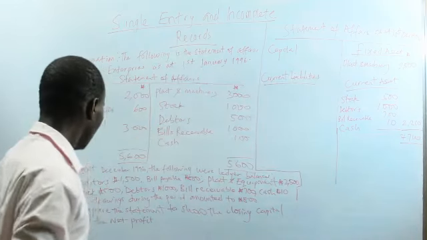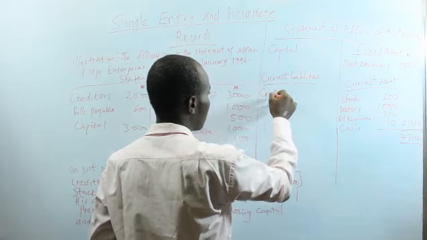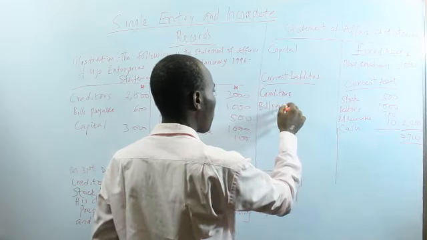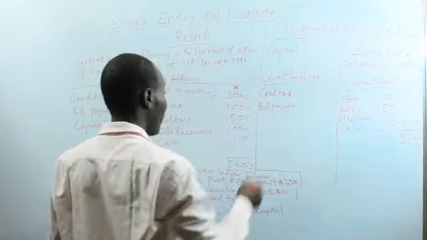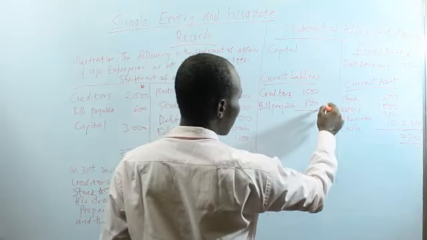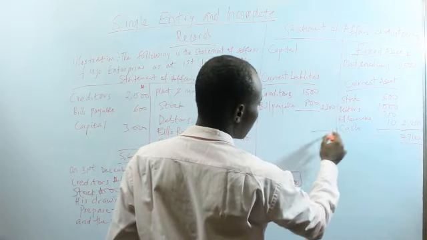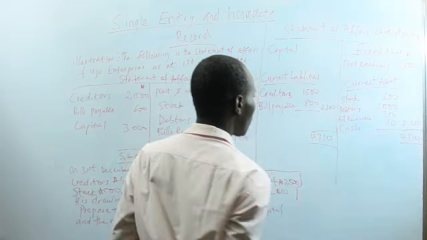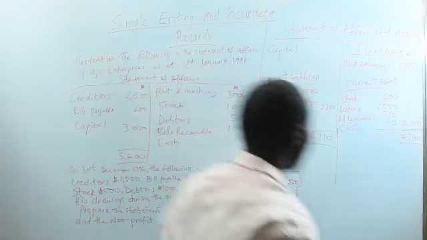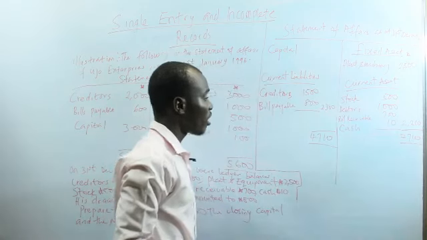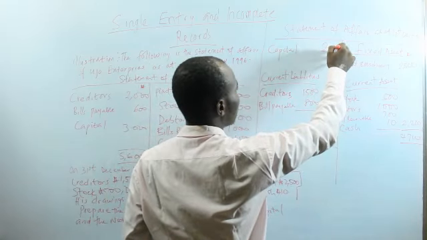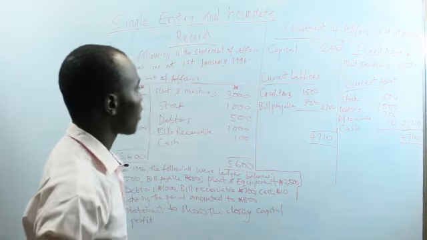So we have the creditors. Also we have the bill payable. The creditors is 1,500, while the bill payable is 800. That gives us 2,300. So we can deduct 2,300 from this. That gives us 2,410. So that is our capital.